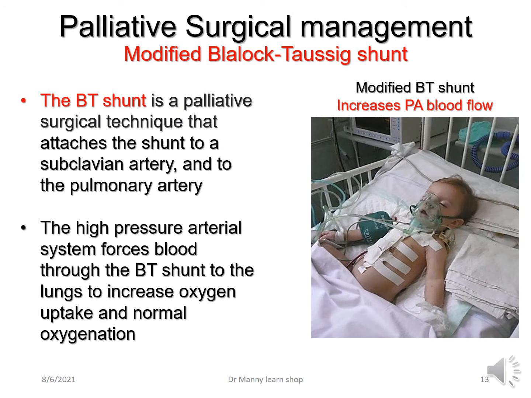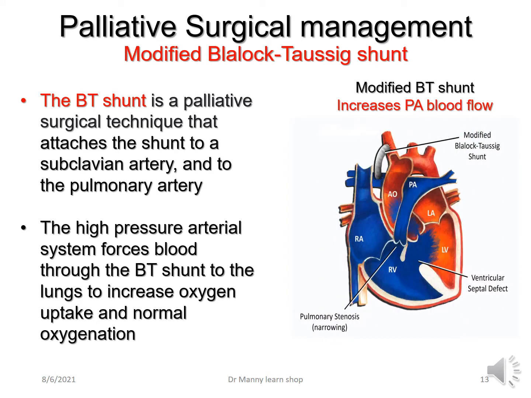Palliative surgical management can include the following. The Blalock-Taussig shunt, which has since been modified since its creation. The modified Blalock-Taussig shunt increases pulmonary artery blood flow. So, this is a palliative surgical technique that attaches a shunt from the subclavian artery to the pulmonary artery. And it's the high pressure of the arterial system that forces blood through the BT shunt to the lungs to increase oxygen uptake and normal oxygenation.